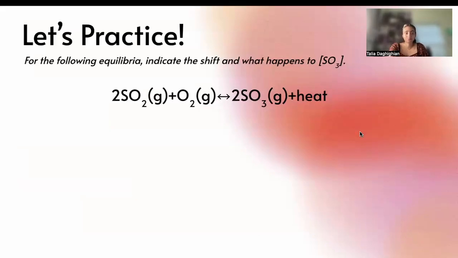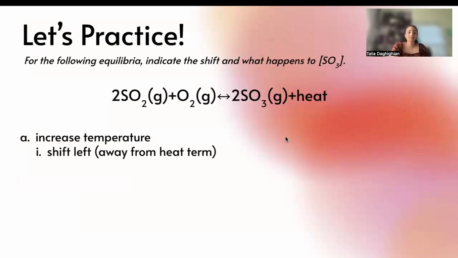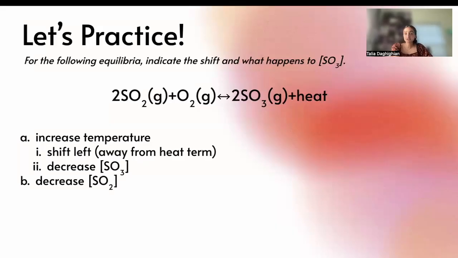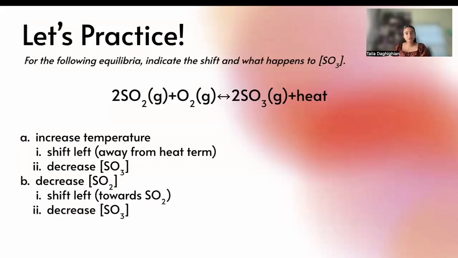All right, let's do it. First, if we increase temperature, we have heat on the right side, which means that this is an exothermic reaction. So if we increase the temperature, we're going to shift away from our heat term towards the left side. As a result, we're moving away from SO3 and decreasing our concentration of SO3. If we decrease the concentration of SO2, we're going to move towards SO2 to counteract the decrease by making more and putting the system back into equilibrium. So we will once again shift left, which will also decrease the concentration of SO3.